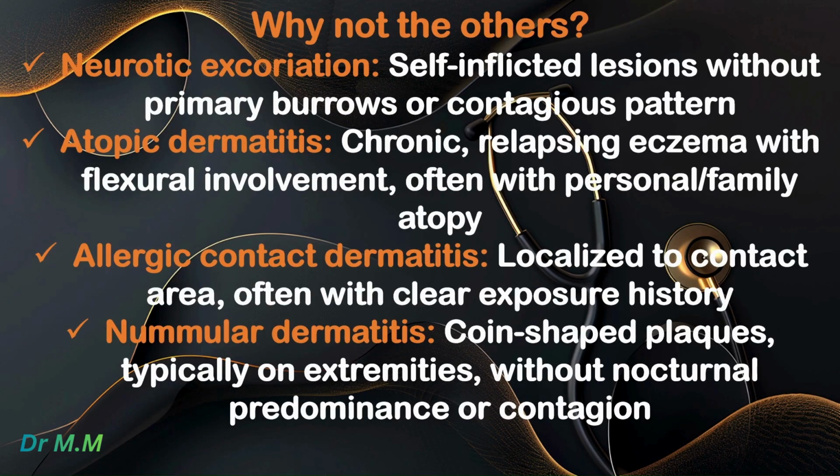Why not the others? Neurotic excoriation: self-inflicted lesions without primary burrows or contagious pattern. Atopic dermatitis: chronic, relapsing eczema with flexural involvement, often with personal or family atopy. Allergic contact dermatitis: localized to contact area, often with clear exposure history. Nummular dermatitis: coin-shaped plaques, typically on extremities, without nocturnal predominance or contagion.